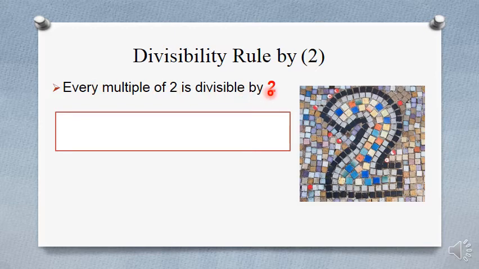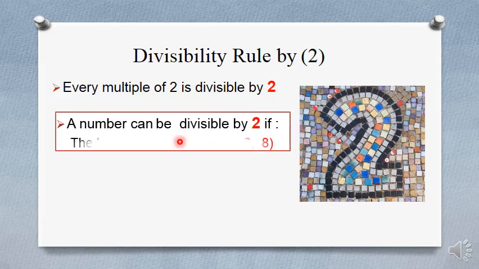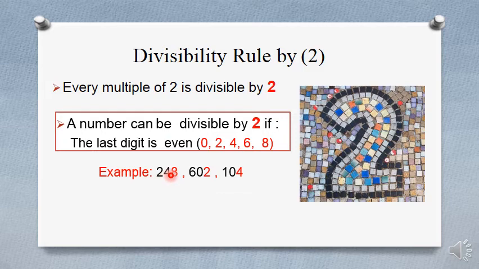And how can I know if a number is divisible by 2? A number is divisible by 2 if the last digit is even, which is 0, 2, 4, 6, or 8. Example, 248 is divisible by 2, 602 is divisible by 2, 104 is divisible by 2. These are even numbers. The ones digit is even. It's 0, 2, 4, 6, or 8.